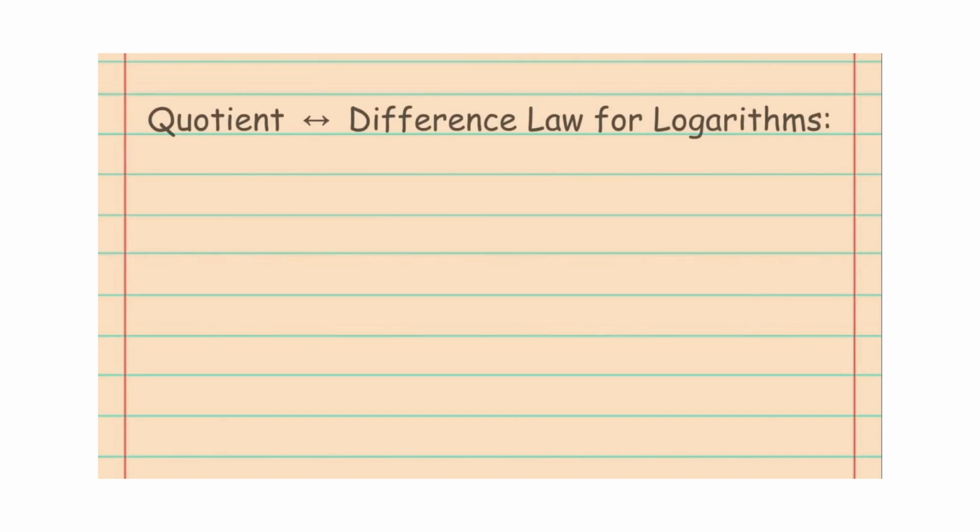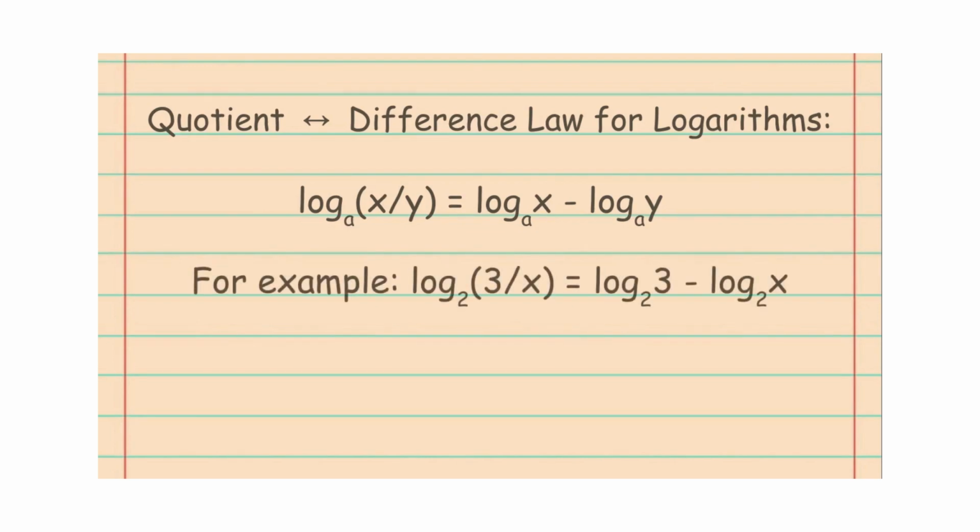The next law of logarithms we're going to discuss is the quotient to difference or difference to quotient law. It reads, log base a of x divided by y equals log base a of x minus log base a of y. The log of the quotient equals the difference of the logs. For example, log base 2 of 3 over x equals log base 2 of 3 minus log base 2 of x.